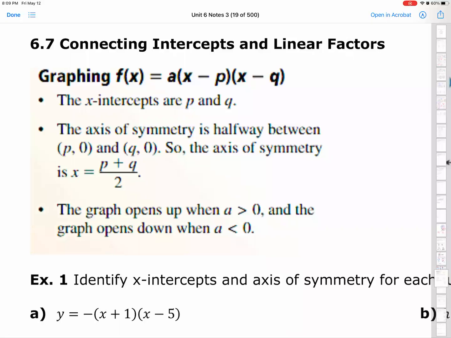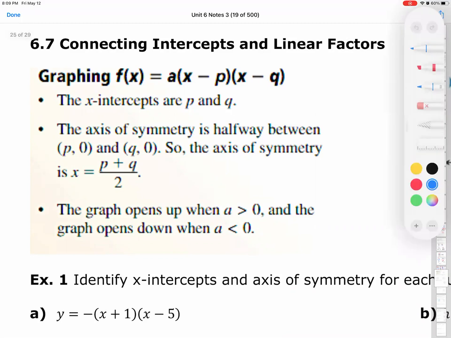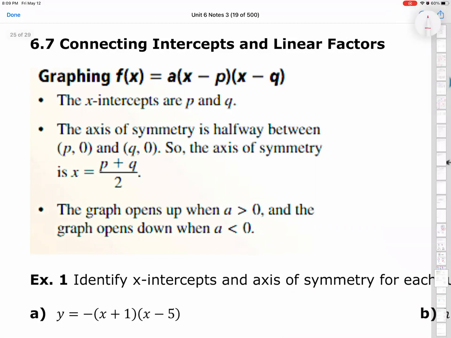Right, here we are at our 6.7 set of notes. We're looking at intercept form with our quadratics, and really this is the third type of graphing quadratics. We have f of x is equal to a times the quantity x minus p times the quantity x minus q. Now this p and this q represent our x-intercepts. That's pretty much where your quadratic, that U shape, crosses your x-axis.